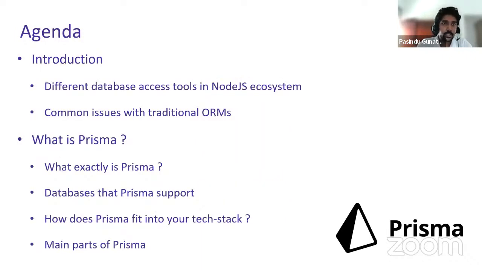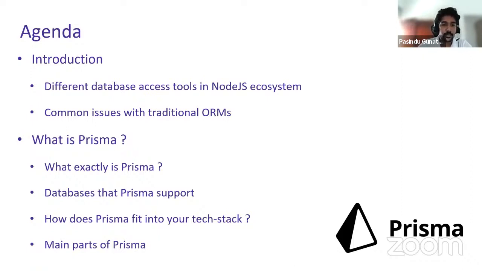So without further ado, let's go through the agenda. We're going to be introducing you to different database access tools that exist in the Node.js ecosystem. Then we're going to have a discussion on some of the common issues with traditional ORMs. And then we're going to jump into what exactly Prisma is, the databases that Prisma supports, how it tackles the previously mentioned issues in traditional ORMs, and how exactly Prisma is going to fit into your tech stack.